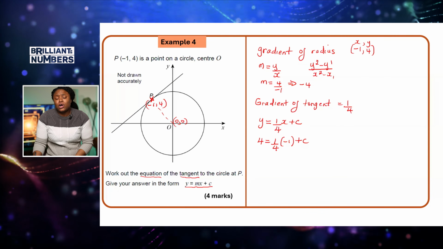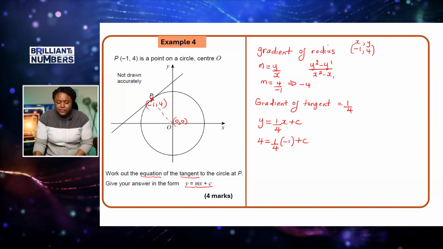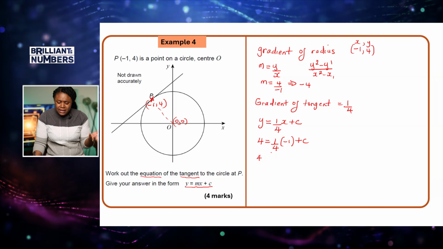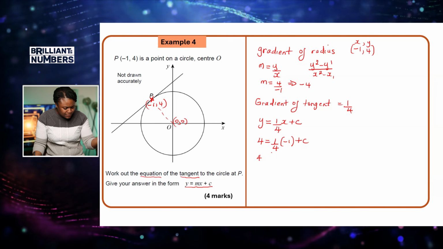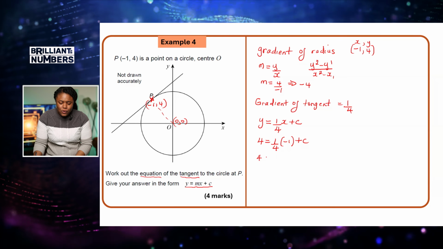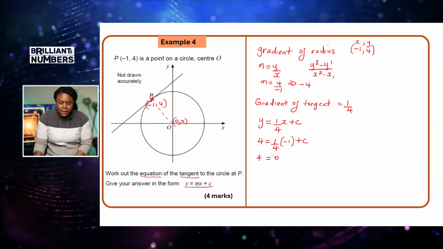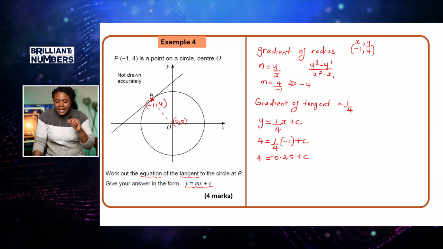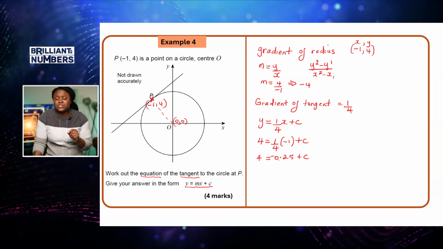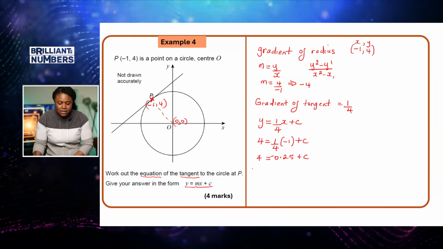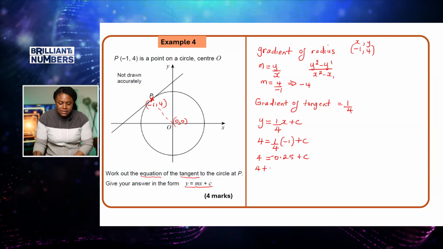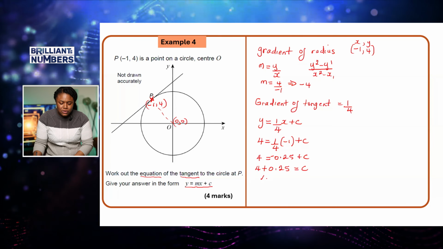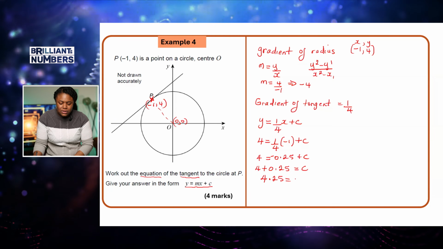So I could convert a quarter to 0.25, and that would make it so much easier for you on a non-calculator paper. As I said, calculator paper, either way, it's beautiful. So 4 is equal to 0 minus 0.25 plus c. So I now need to do the inverse of this operation minus 0.25 to find c. So 4 plus 0.25 will be equal to c. So that's a quick one. So 4.25 is equal to c.